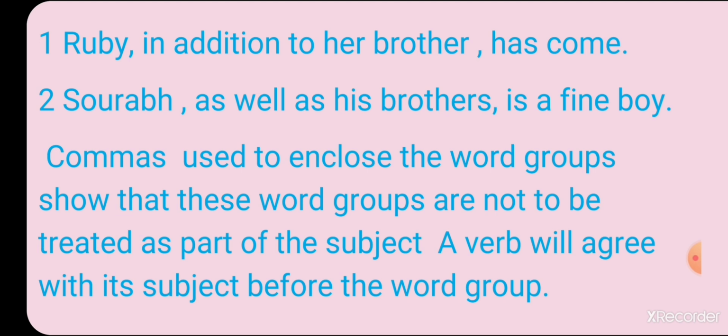Commas used to enclose a word group show that these word groups are not to be treated as part of the subject, and here the verb will agree with its subject before the word group. Before the word group, the subject is singular, Ruby, so we have used a singular verb like "has come". Then Saurabh, again a singular subject, so Saurabh is a fine boy.